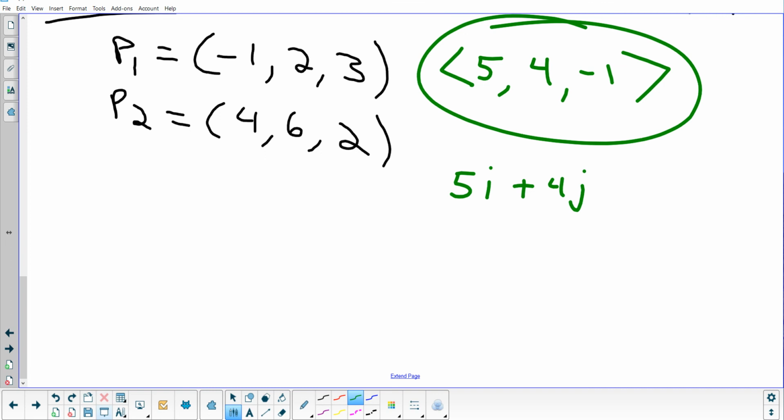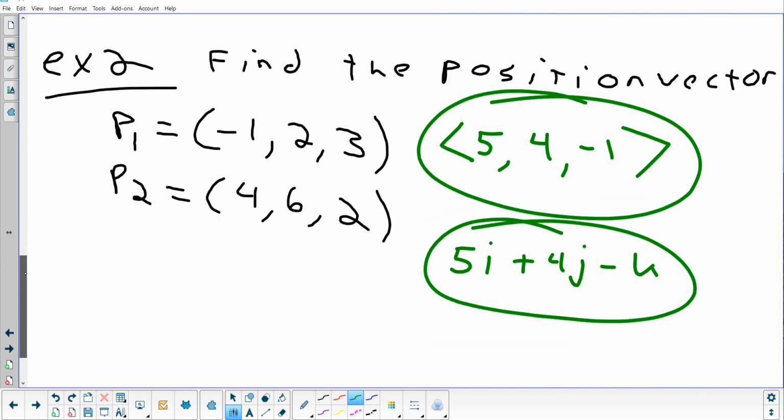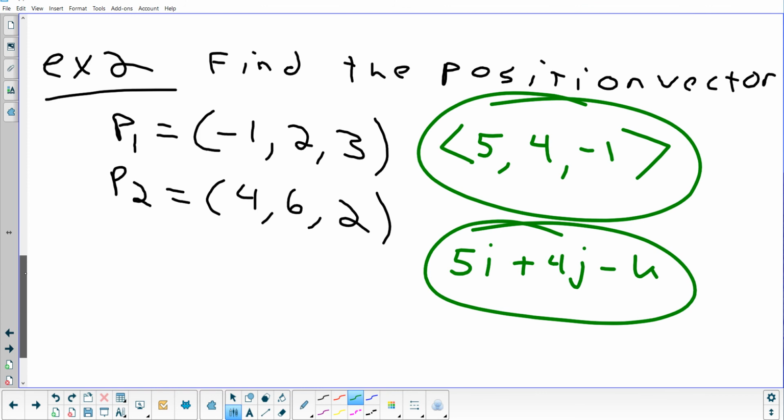And what's the other unit vector that we use now in 3D besides i and j? Yep. This will be negative 1k. Yeah, minus 1 of the k's. You can put minus 1k or you could just put minus k. Both of those answers are the same thing. I think on the test, I asked people to do it this way. So that's what I was looking for. Question on position vector?